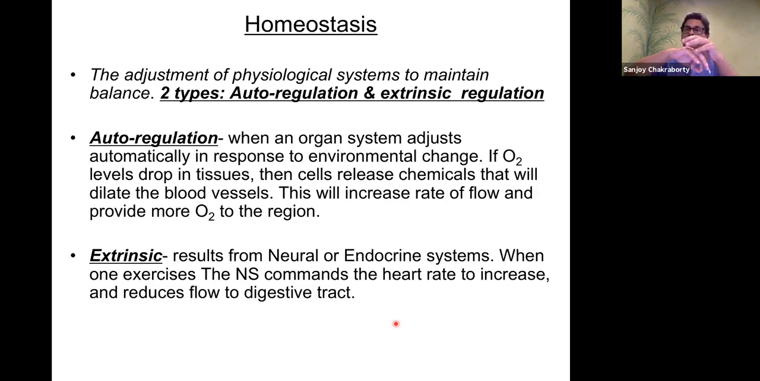So locally, these blood vessels will swell a little bit. So this blood vessel will dilate a little bit. When they dilate, more blood can flow, and more oxygen can be received by the cell. That's a local action. That's called autoregulation or intrinsic regulation.